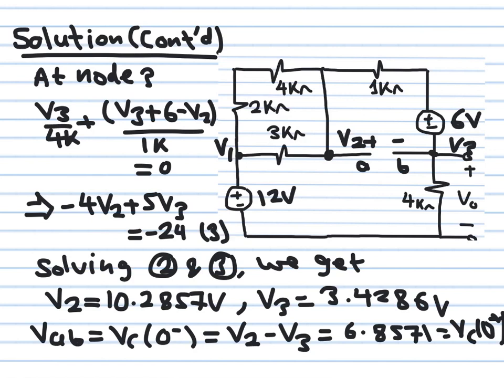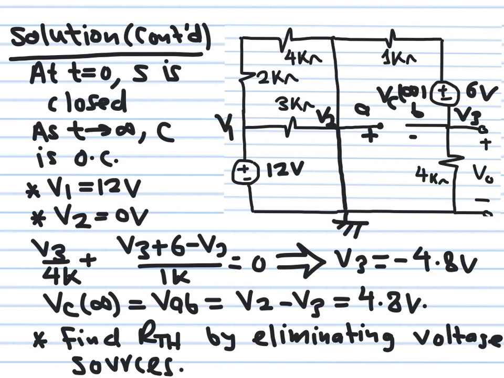So the capacitor is here. You shouldn't forget about this. The capacitor is still there, but we are not showing it. It's still here, okay? But there is no current flowing through it. So we now know just before the switch was closed, the capacitor voltage, which is here equal to V2 minus V3, is equal to 6.8571 volts.